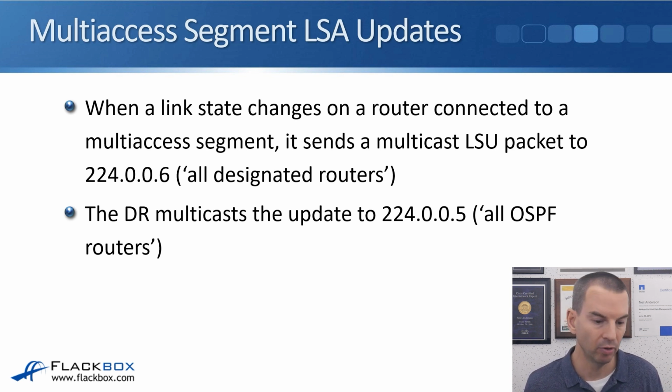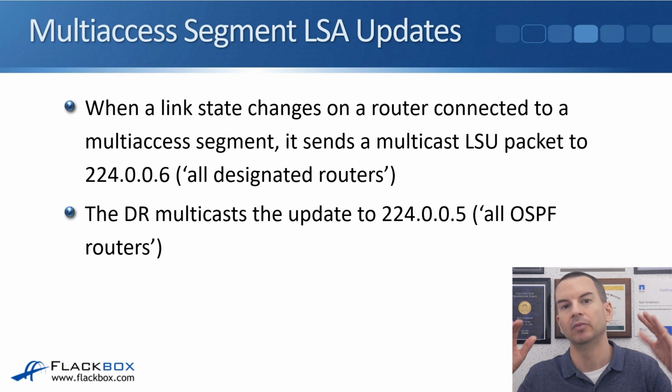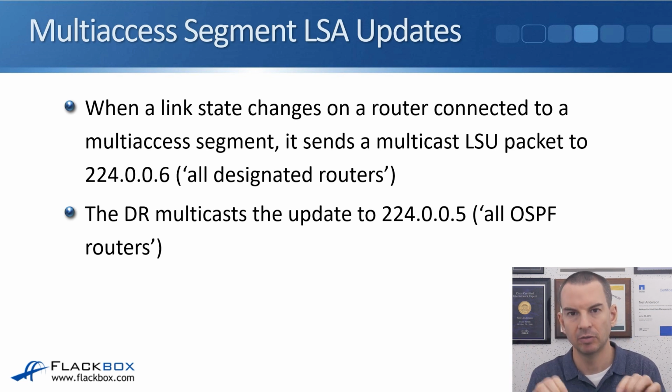So again, with that example, if any of the routers R1, R2, R3, or R4 sees a link state change, it will send an update about that to 224.0.0.6, and both the DR and the BDR will learn about that change. Then just the DR, not the BDR as well, multicasts the update to 224.0.0.5, all OSPF routers. So all OSPF routers on the link will learn about it. That's why when there are any changes, it's just sent to the DR and the BDR. The DR then sends that out to the other routers on the link. So if there's any change anywhere, all the routers on the link will still learn about it.